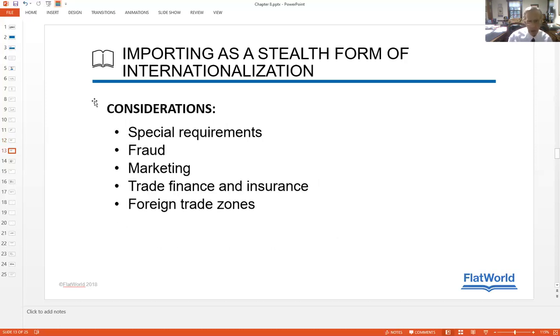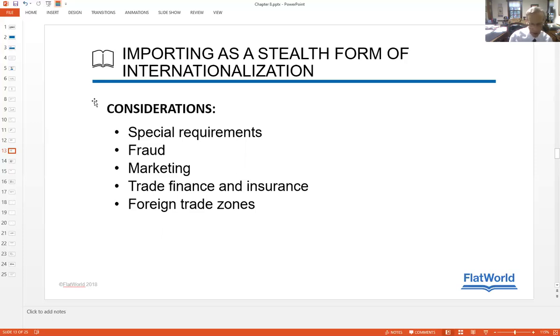And so there are some considerations, things to take into consideration once you realize that much of what goes on in your business may have ties back to other countries. And these bullet points are topics that may come into play.